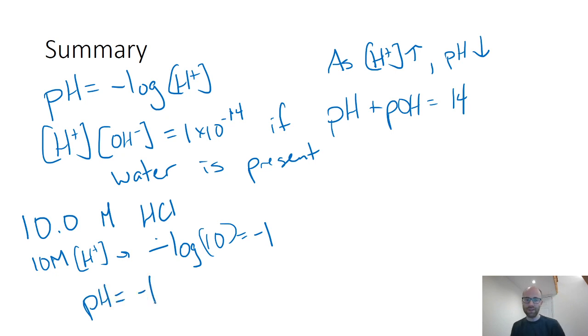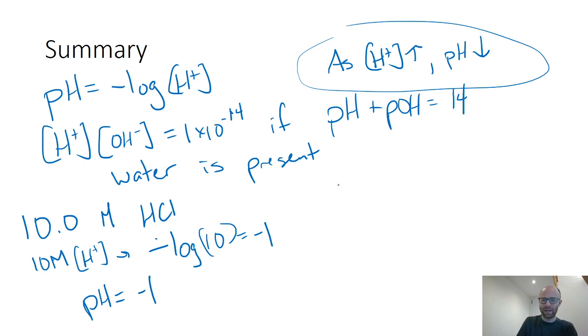It is possible to have negative pHs. It's possible to have pHs above 14. It just needs really high concentrations of either acid or base. You could have a pH of 0. You can have a pH of negative 1. You could have a pH of negative 2, but that would be a 100 molar HCl solution, which can't happen.